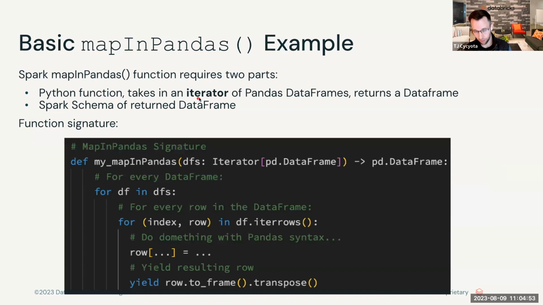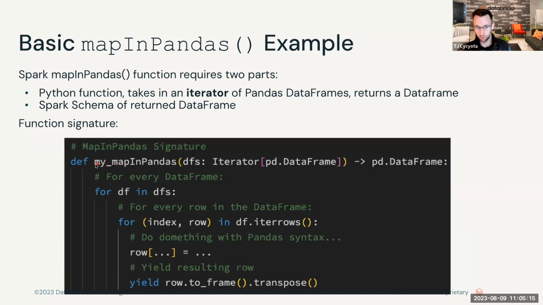If you know a Python iterator, basically what you're iterating through is an iterator of data frames in pandas. So these are not Spark data frames. And then what will actually return to you is another pandas data frame.